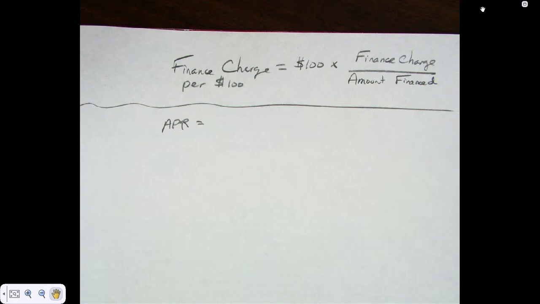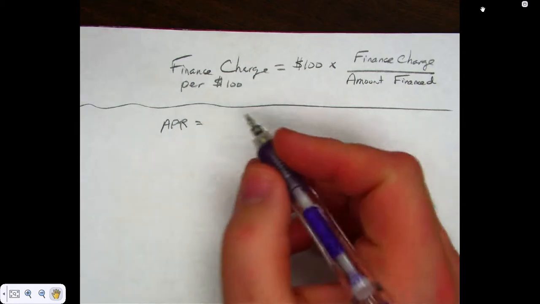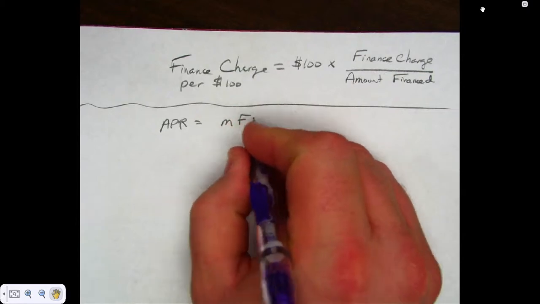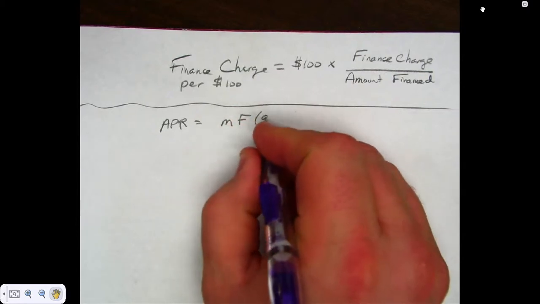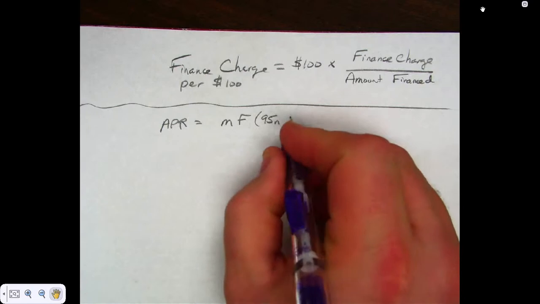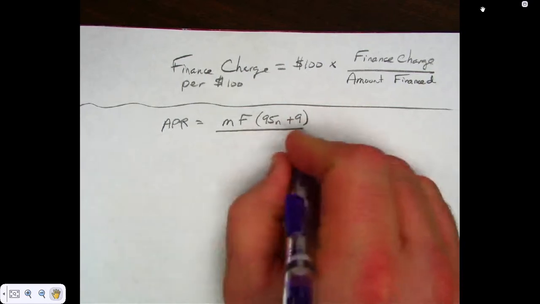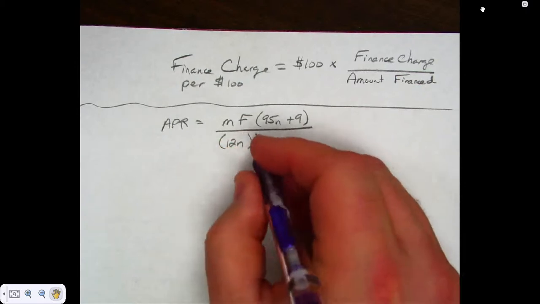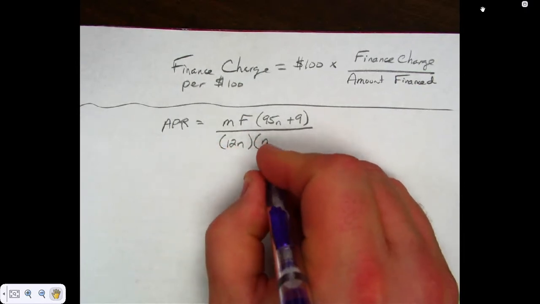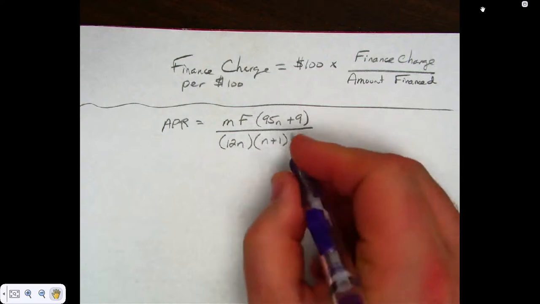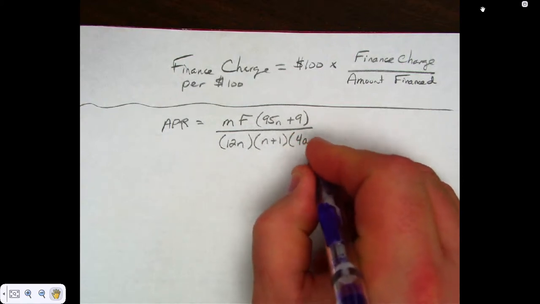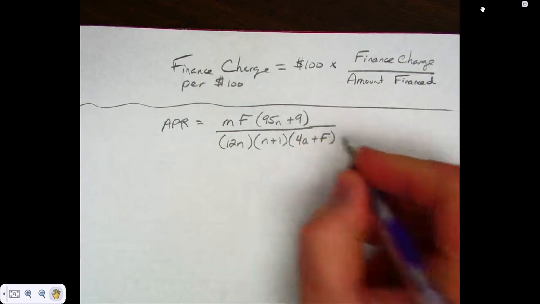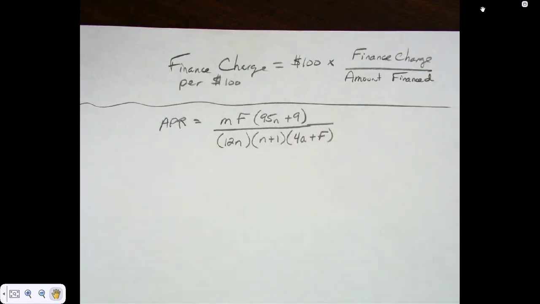If you look on page 323, it's on there. APR is equal to M times F times 95N plus 9, all of that divided by 12N in parentheses times N plus 1 in parentheses times 4A plus F in parentheses. Yes, that's a big ugly mess.